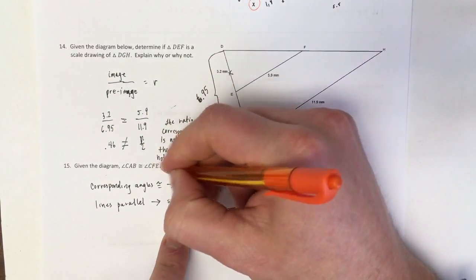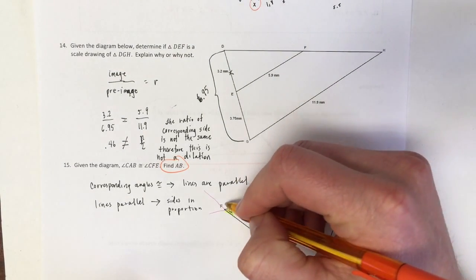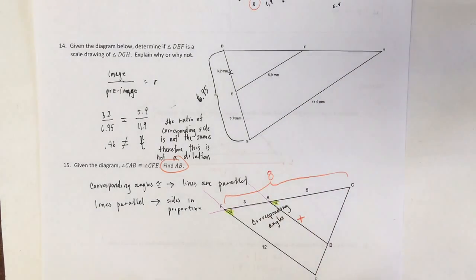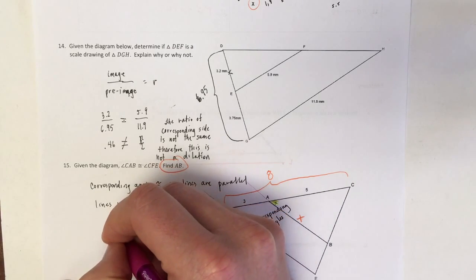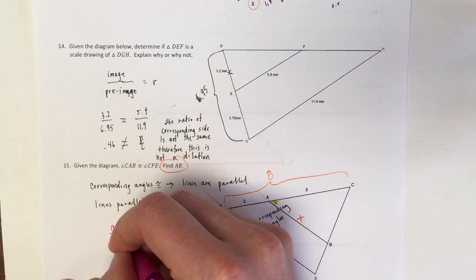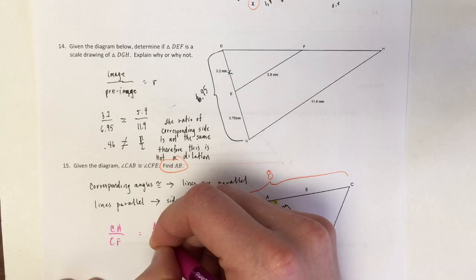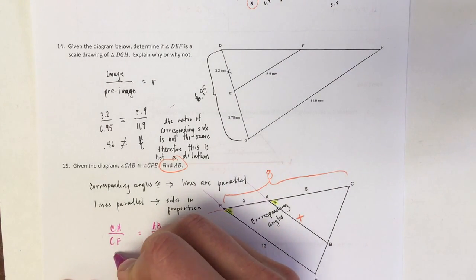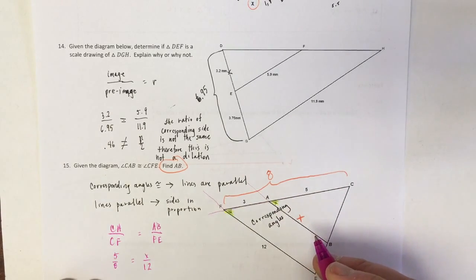It says find AB, so this is what I'm trying to find. There's my unknown. Now the trick to this is that you have the whole entire, so it's really like a part to whole, and you have to remember to write that 8 in there. If I'm thinking about this in terms of ratios, I can do CA over CF is supposed to be equal to AB over FE. Bringing out the numbers, I have 5 out of 8 is equal to x over 12.